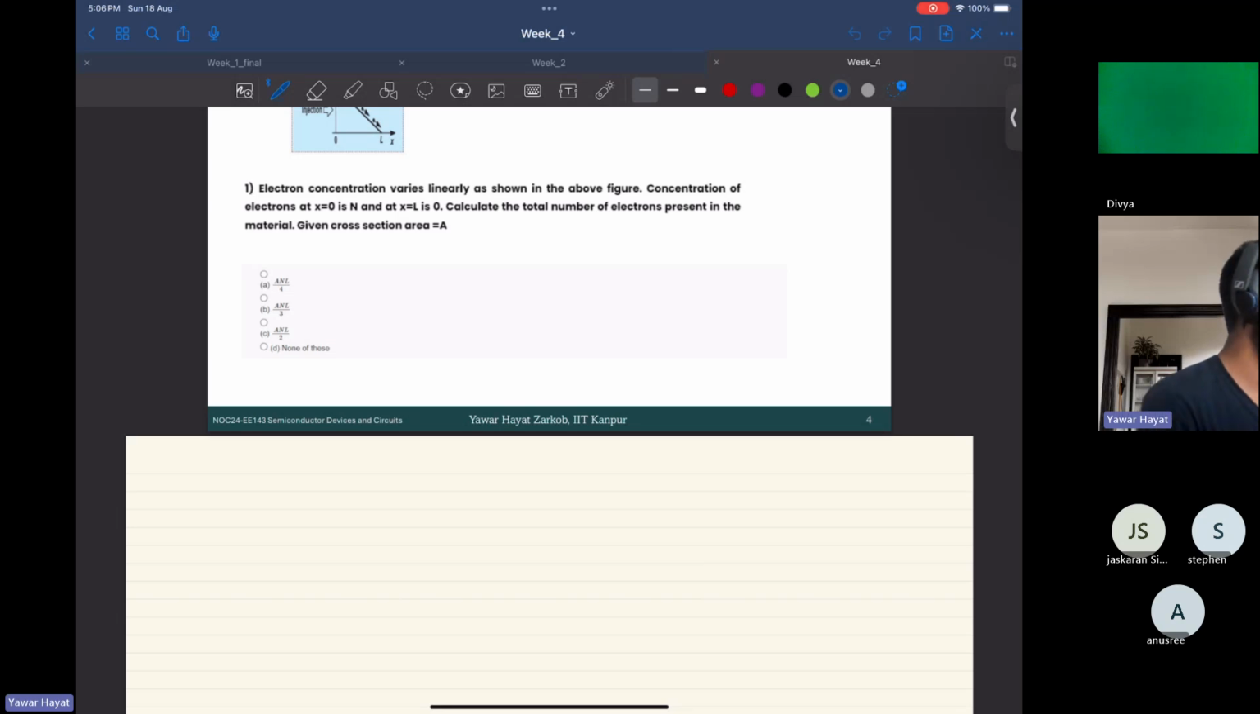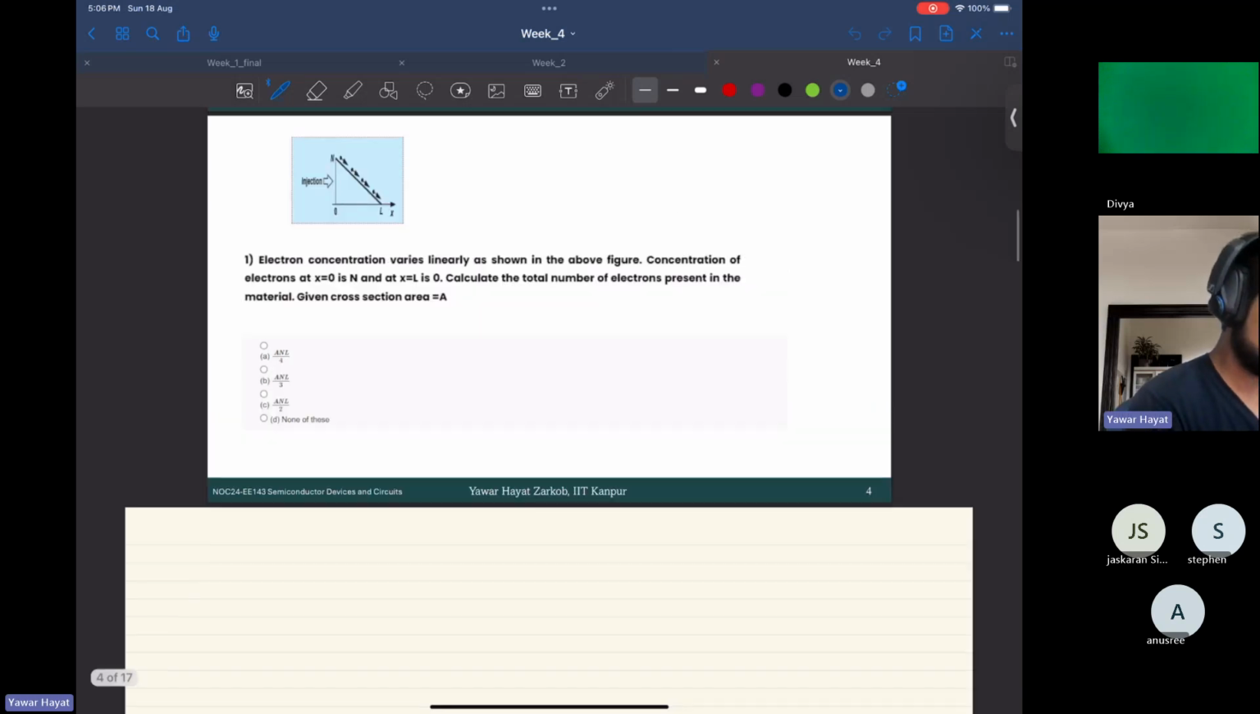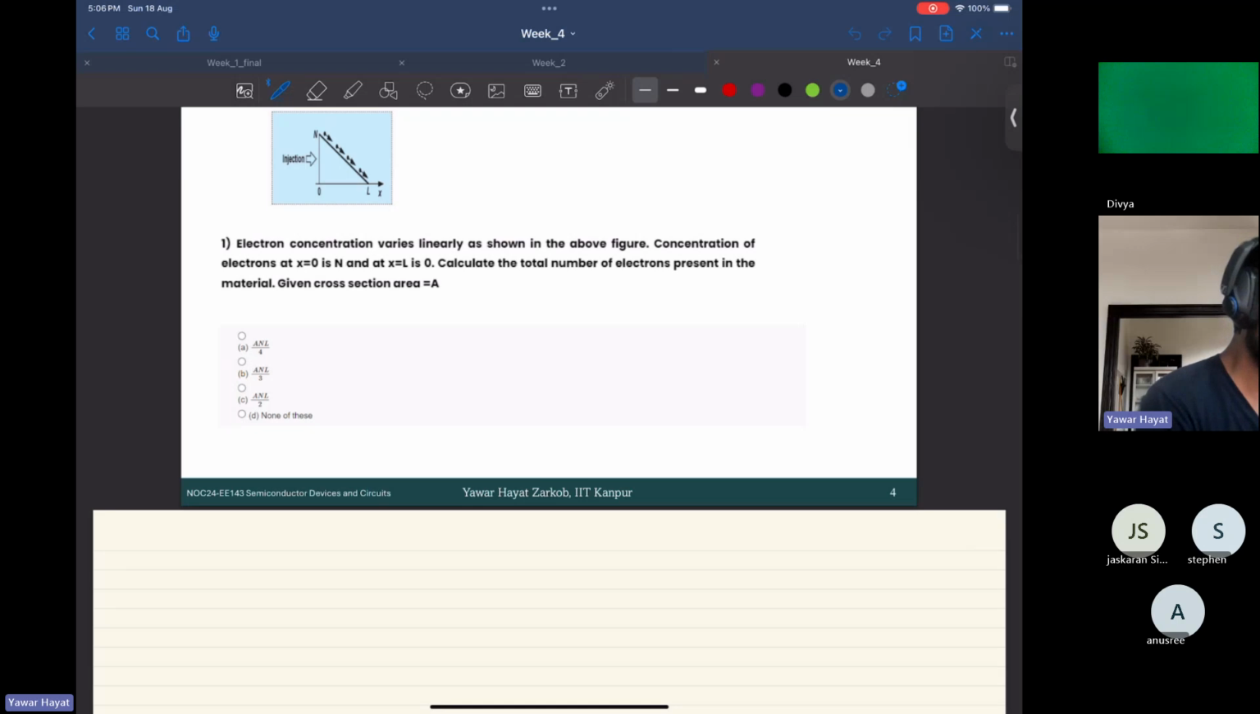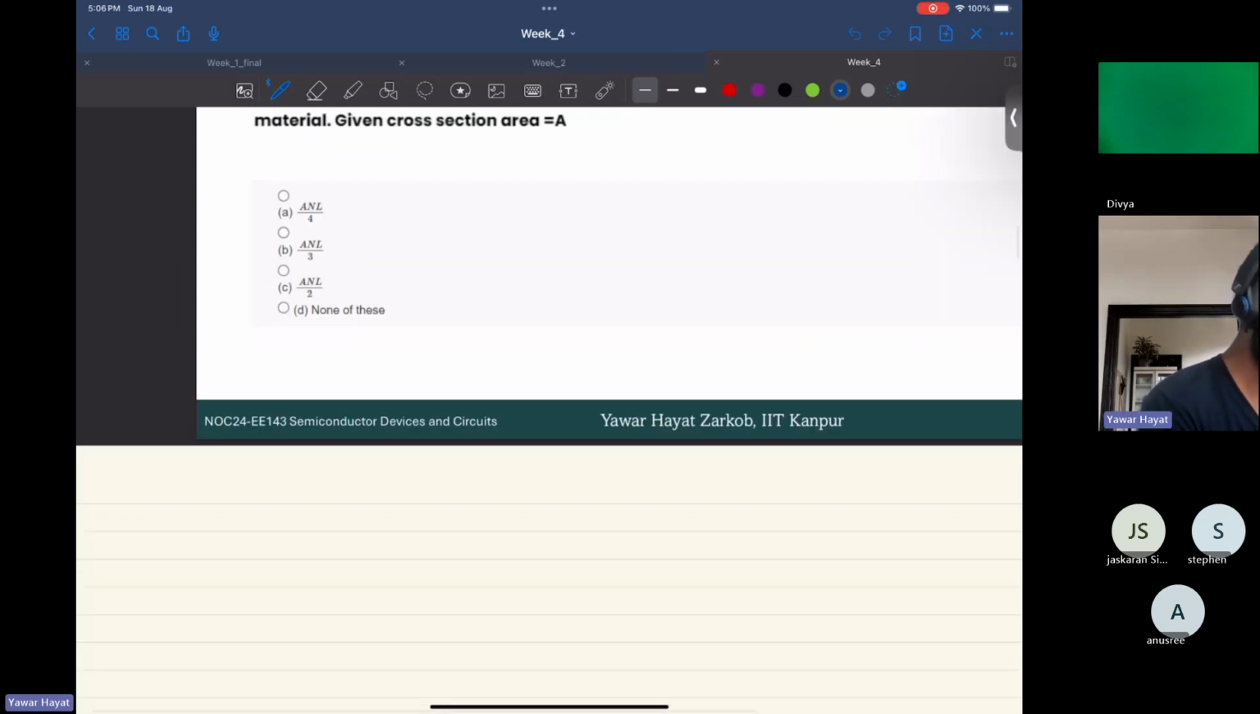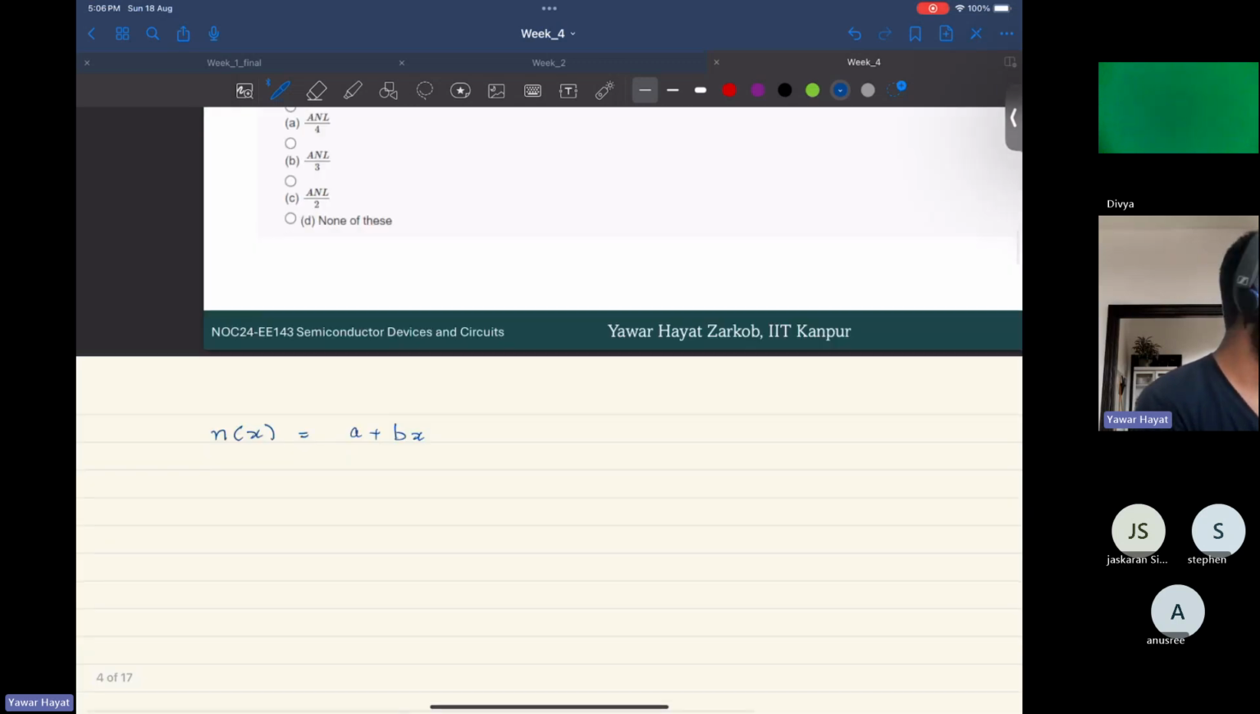So what are we given? We are given that this electron concentration varies linearly, right? So we can model this n of x by a plus bx, where a is the intercept.